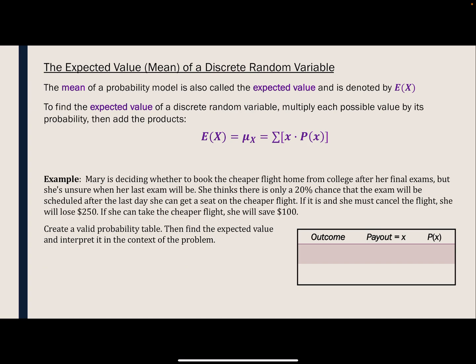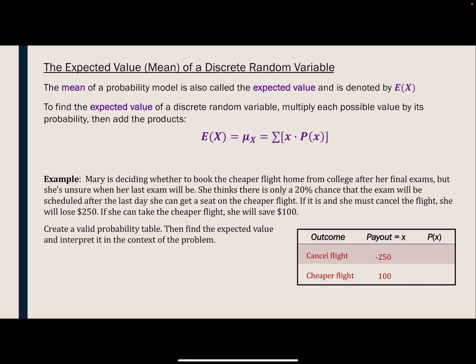So we have 2 things happening here. Either she's going to be able to book the cheaper flight and keep it and save some money, or she's going to book the cheaper flight, need to cancel it because she has to take her final exam, and then lose money. So for the outcomes, she has either that she's going to cancel that flight or keep that cheaper flight. If she cancels the flight, she's going to lose $250. So the outcome or the payout is negative $250. But if she can keep the cheaper flight, she's going to save $100. So now the X value is positive.